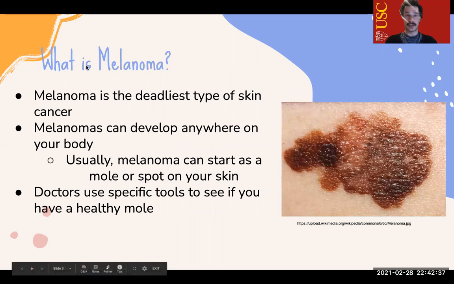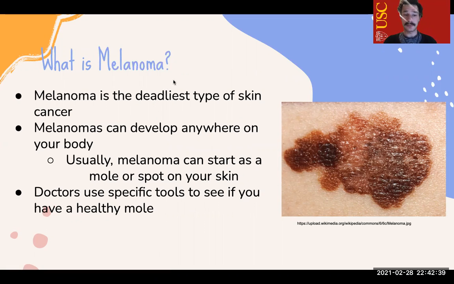And so a specific kind of skin cancer is melanoma. This kind of skin cancer can develop anywhere on the body, but usually it starts as a mole or spot on the skin. And doctors use specific tools to see if the mole is healthy or cancerous.